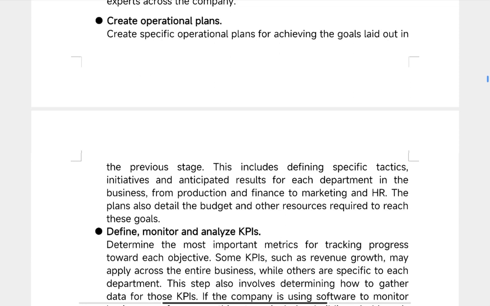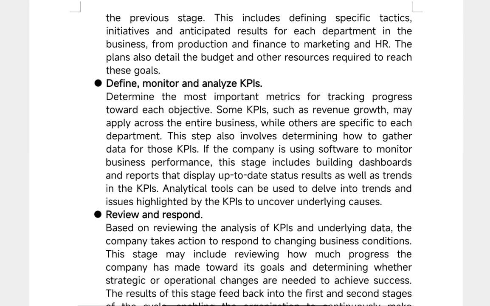Third is define, monitor, and analyze KPI. KPI means key performance indicator. So defining, monitoring, and analyzing. Monitoring is also important. Metrics for tracking progress determine the level of your business status and the performance of the entire business. If you want to track your progress or the performance of your business, you should know how to monitor. You should know how to analyze data given from the performance of your business.